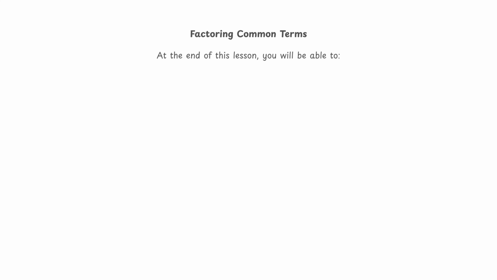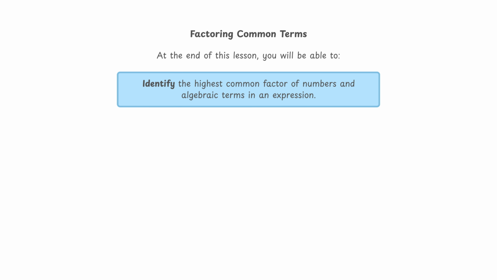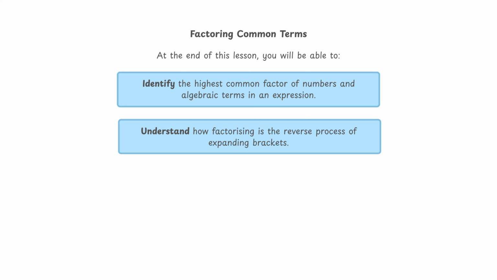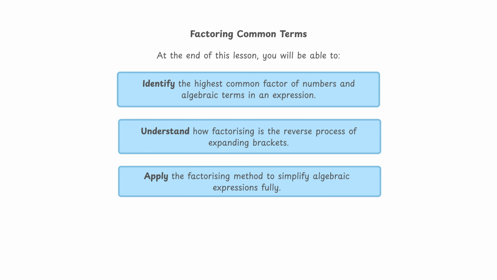By the time you finish this video, you will be able to: First, identify the highest common factor of numbers and algebraic terms in an expression. Second, understand that factorizing is the reverse process of expanding brackets. Third, apply the factorizing method to simplify algebraic expressions fully. Let's get started.